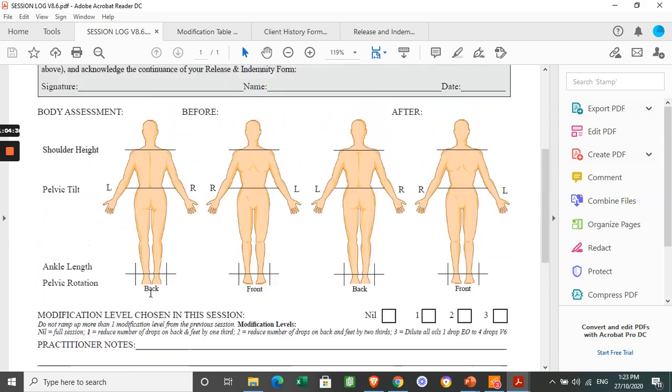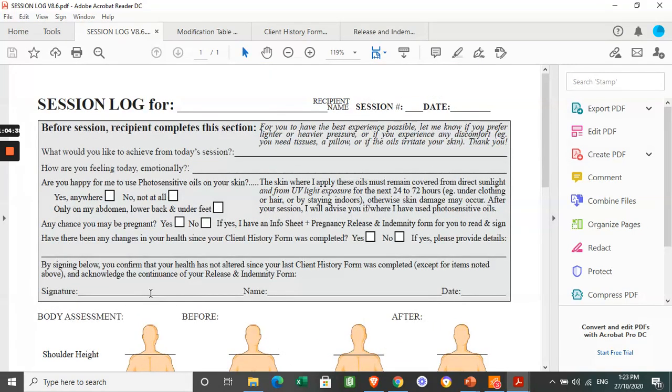These forms, again, I will remind you, are relevant for Raindrop technique, Hot Stone massage, as well as VitaFlex technique. The only difference is the Chakra Sutra and the Ultimate Balance will have a different client history form, but the modification table, release and indemnity, and the session log is still the same.